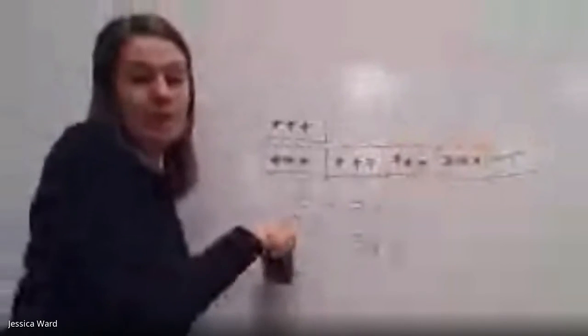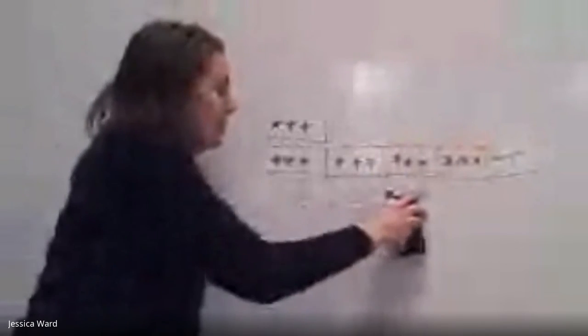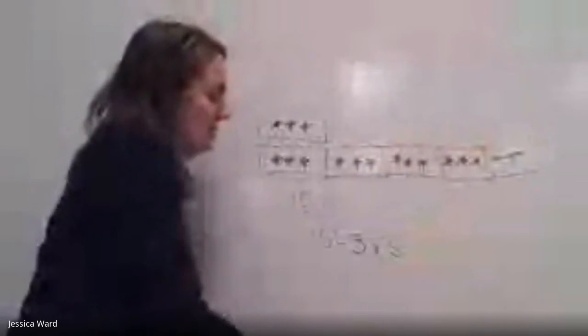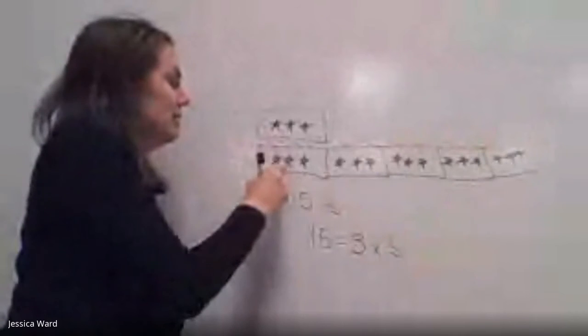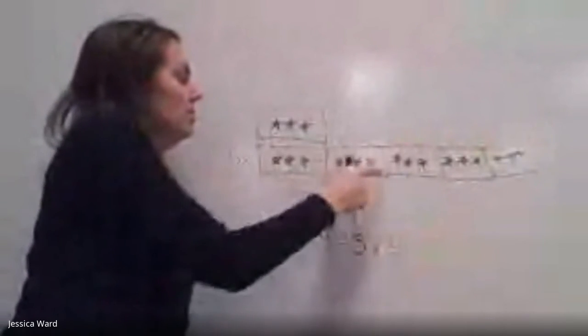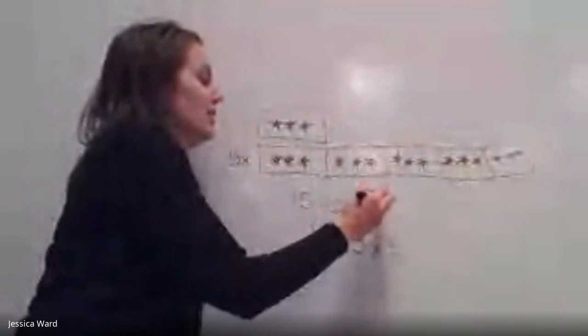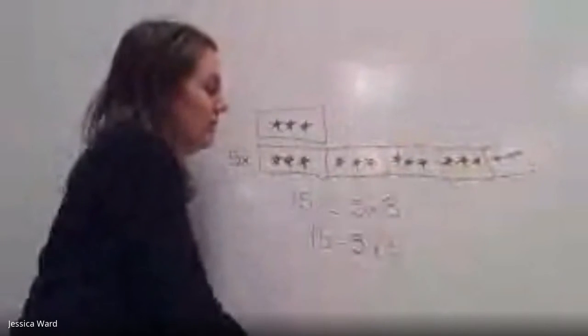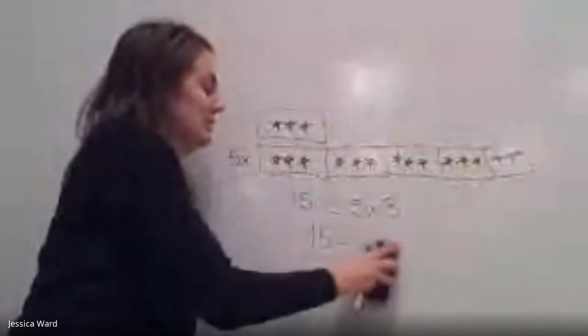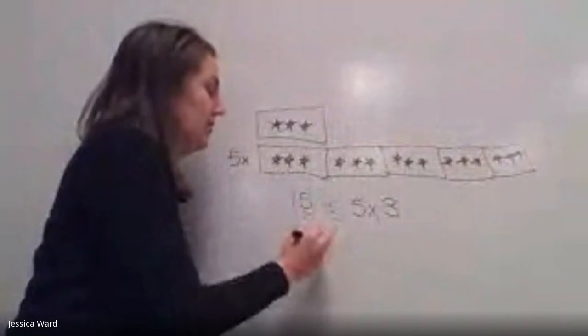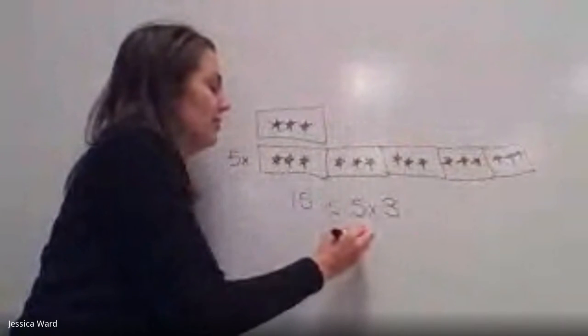So we're still dealing with 15, right? But this time, instead of saying 15 is 3 times 5, we have 5 times as many here because we have our one box, 1, 2, 3, 4, 5 times. So 15 is 5 times 3, or 5 times as many as 3. So 15 equals 5 times 3.